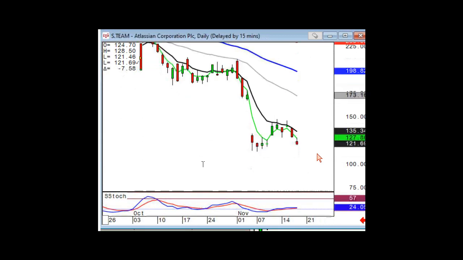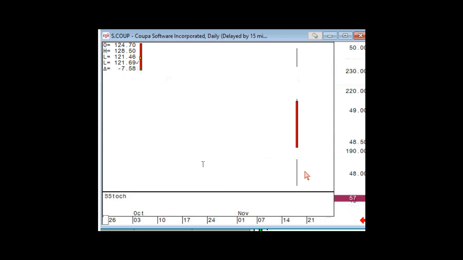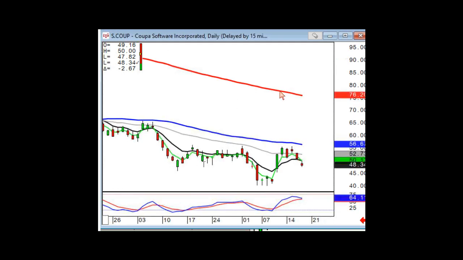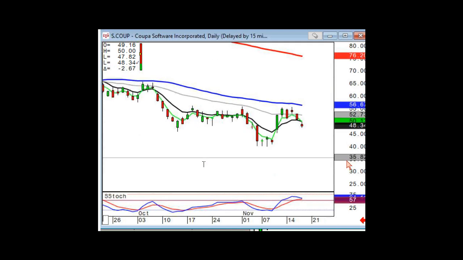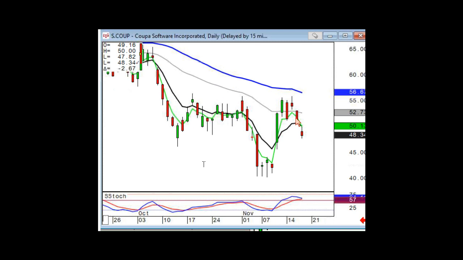Team. You can see the J-hook failure at the T-line. If this opens lower, what are we expecting? Wave 1, wave 2, going into wave 3. I'll try to run through some of these real quick. Same thing. Here's a resistance level. Here's an evening star signal. Here's a gap down through the T-line. What's our assumption? First target, second target.